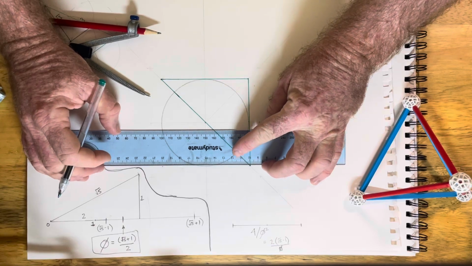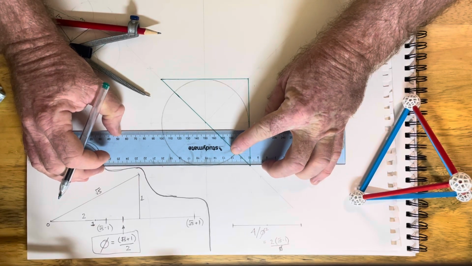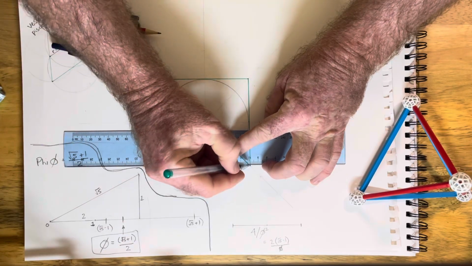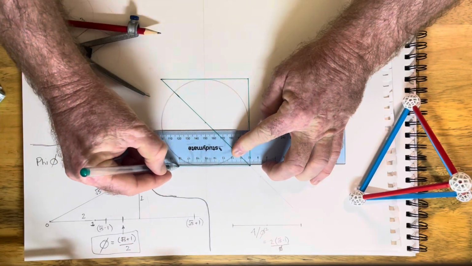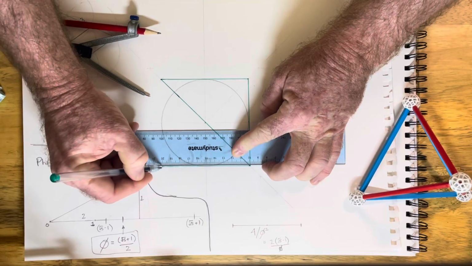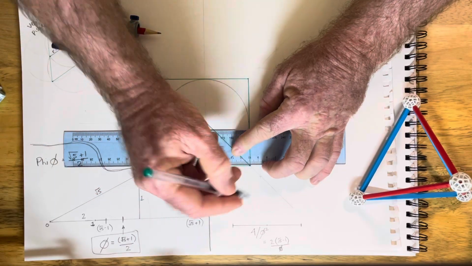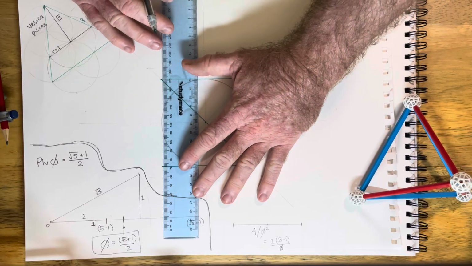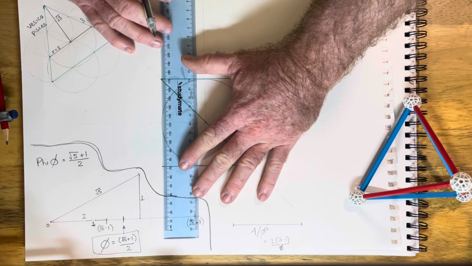The square root of 2 is 1.414, so 2 times the square root of 2 is 2.828. 1.414, 2.828, that's correct.